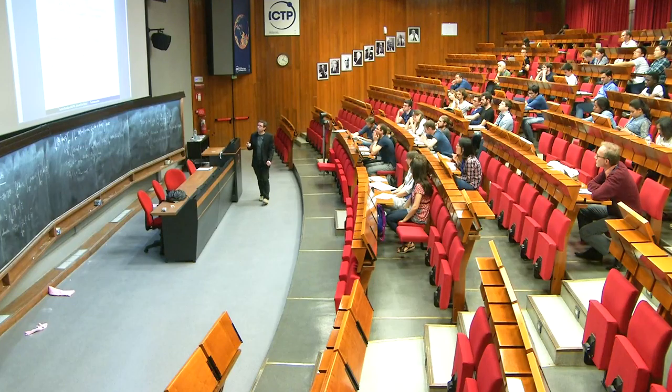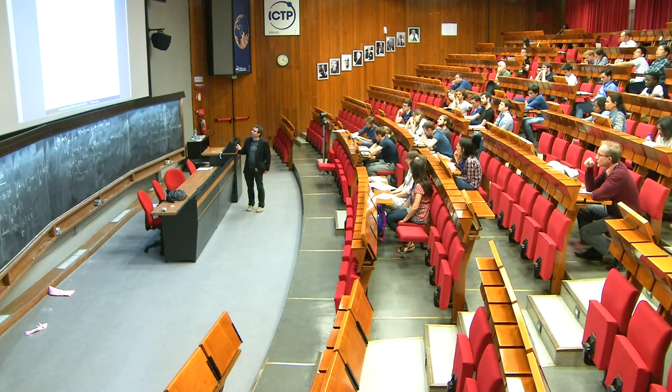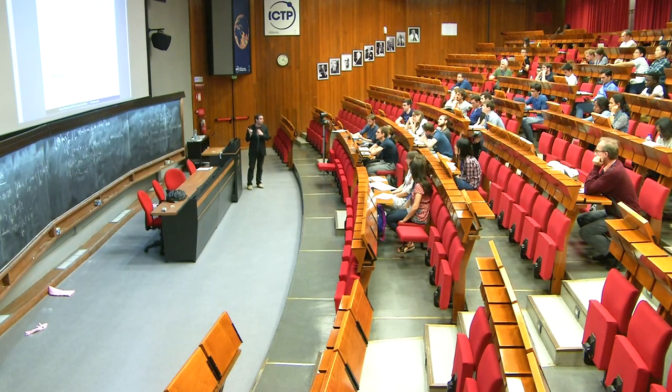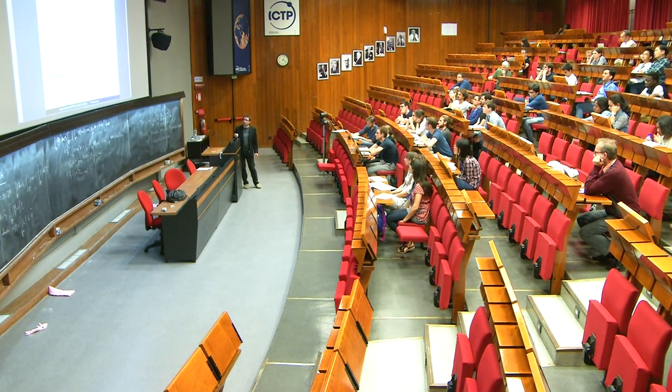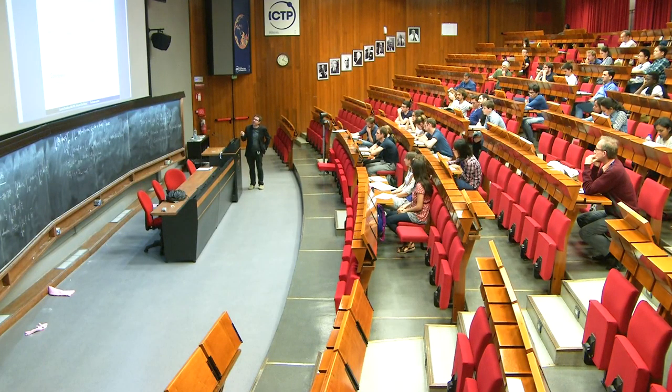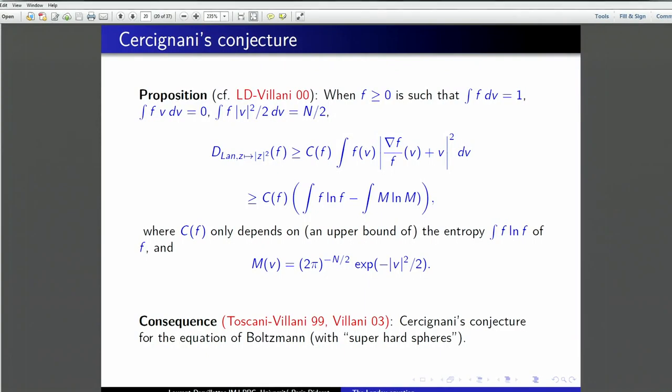Actually, I wanted just to say one word about the fact that, thanks to a very clever link between Boltzmann entropy dissipation and Landau's entropy dissipation, especially for this cross-section, Toscani and Villani, and then Villani alone a little later, were able to prove the same result, basically, for the Boltzmann equation in a special case, which is sometimes called super-hard spheres. So this is also a brick in this result. Those results usually are called Cercignani's conjecture in the literature, because they were first proposed by Cercignani in the 80s.